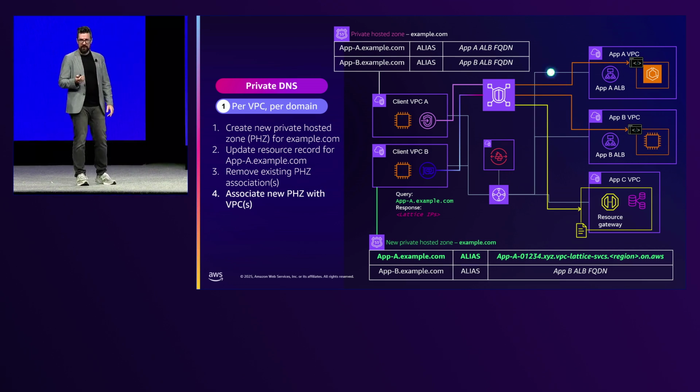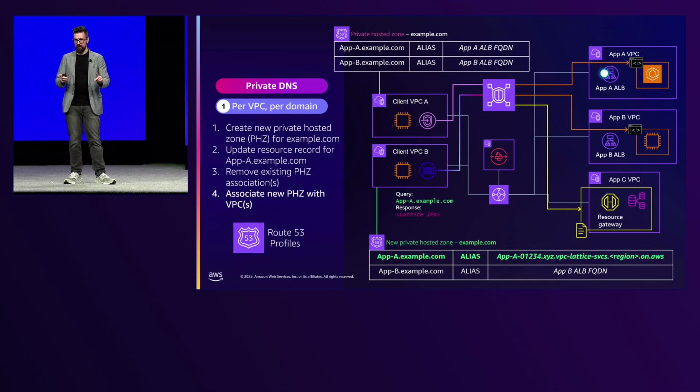And just a quick call out here. I don't know if you all are familiar with Route 53 profiles, but if you're not, if you're going to be managing a lot of private hosted zones at scale, this is a great way to do that and can make your Lattice migration process a lot easier.